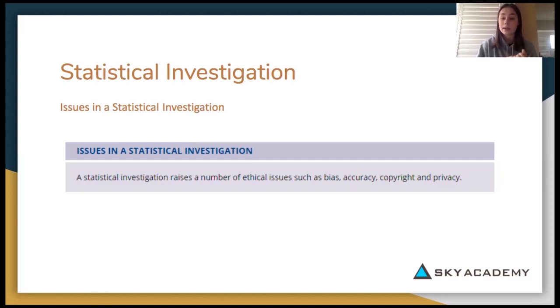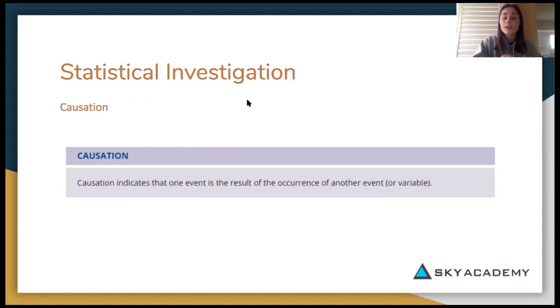And finally, the last thing to know is causation. And causation is where one event is the result of the occurrence of another event. So one event is caused by another event.